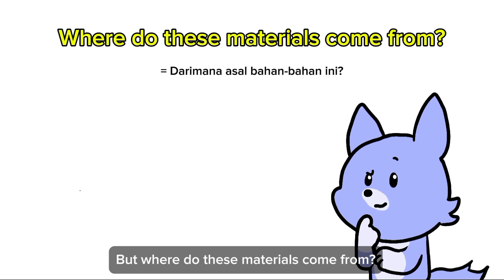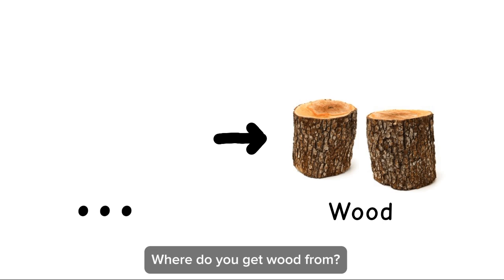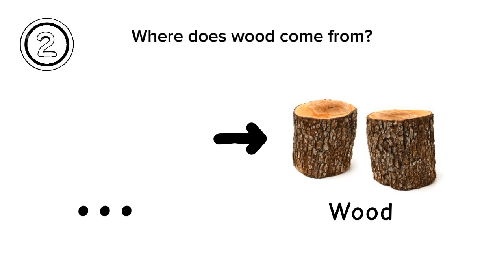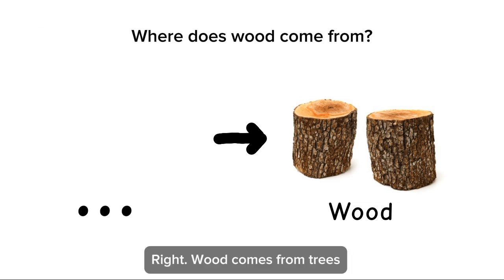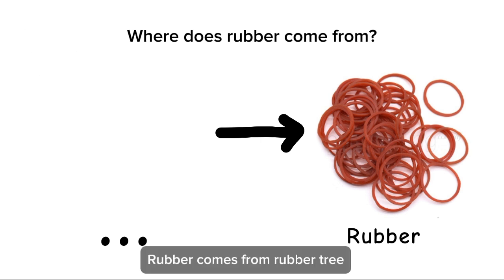But where do these materials come from? Let's start with something easy. Where does wood come from? Right, wood comes from trees. Where does rubber come from? Rubber comes from the rubber tree.